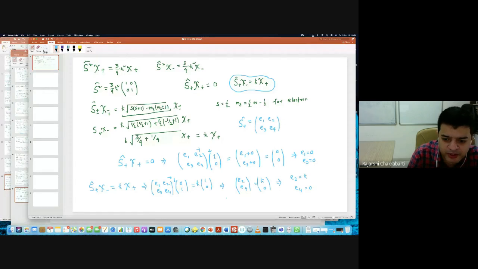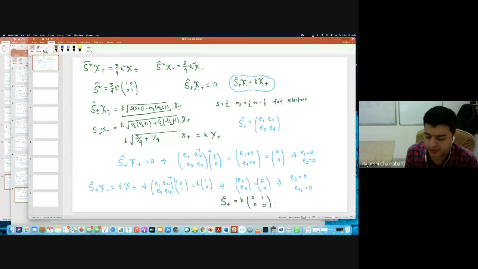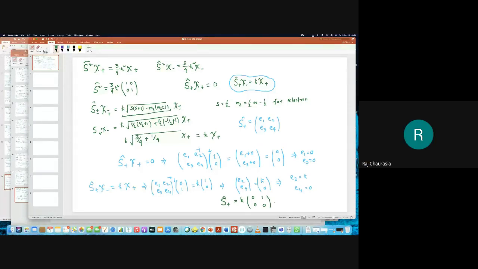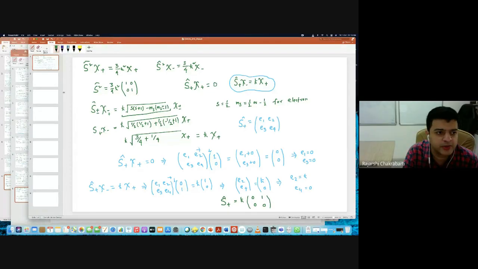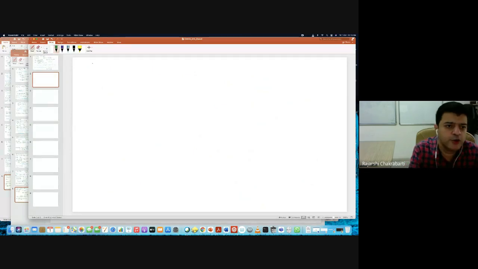This implies what? What is the matrix representation of S plus? So S plus is now going to be h cross. I can take it common. What are the elements? E1 is 0, E2 is 1, because h cross I have taken out. This is 0, this is 0. This fine? I hope everybody can follow. Is this fine? S plus. Yes, sir. So how can you calculate S minus? I am not going to do it. You can do it yourself.